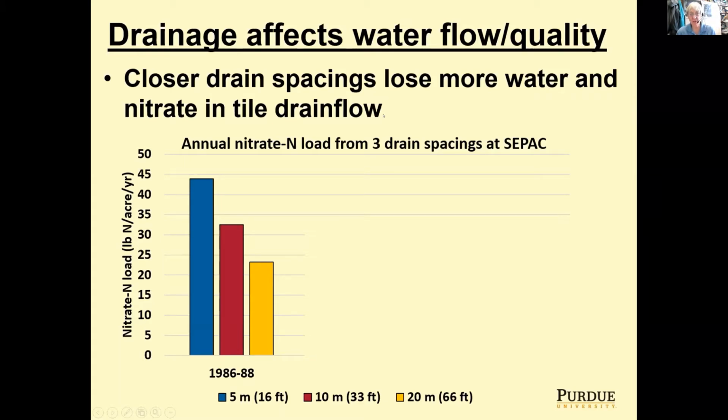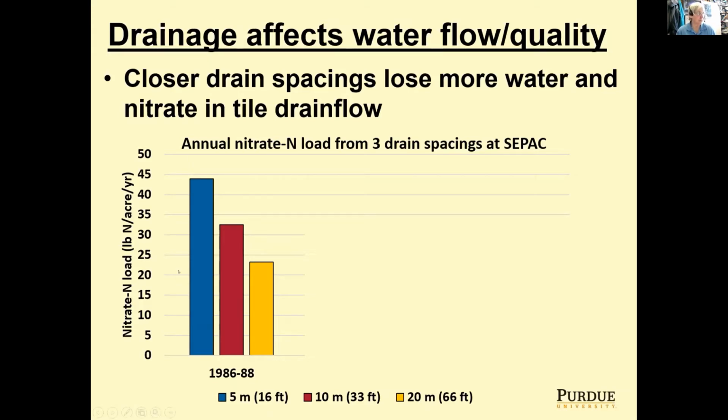So the whole point of putting drains closer together, right? If you put drains closer together, why do you do that? You do that because you want to get rid of more water faster. Okay, that's the point of putting drains closer together. And so if you do that and you get rid of more water faster, the nitrate is just in the soil. It's not held by the soil. And so it just goes along with the water as well.